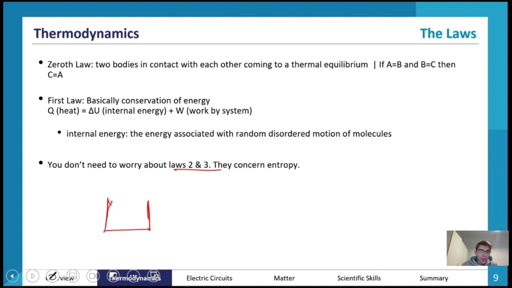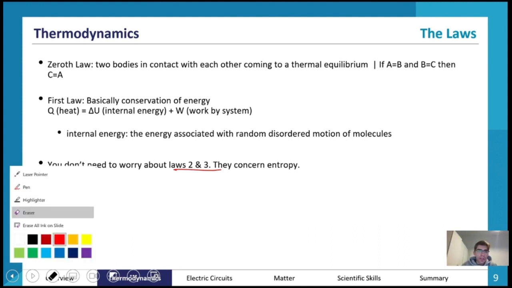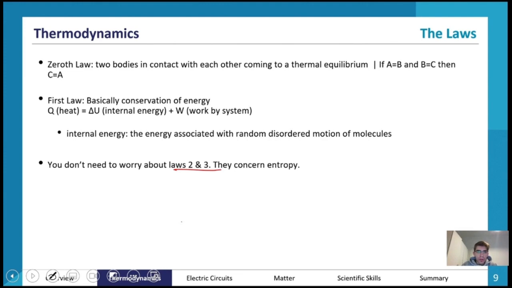Now let's talk about the zeroth law again. Let's say we have a mug, a cup of tea, and you use a spoon to swirl the tea around. There are three objects which are in contact with each other: the teacup, the spoon, and the tea itself, the water.